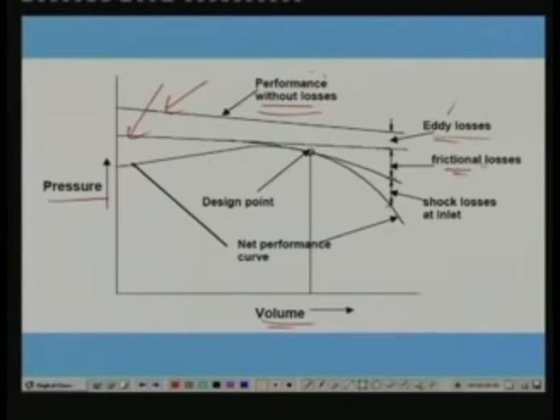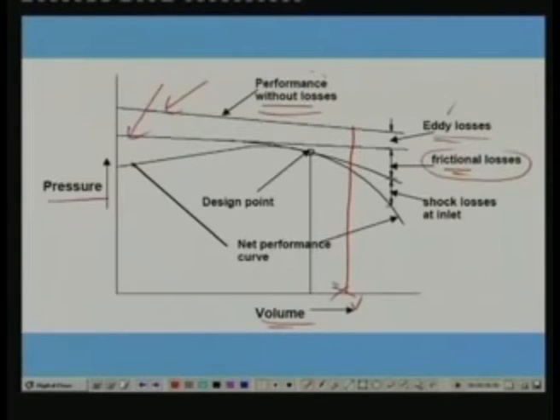So this is the curve which includes the eddy losses. The next loss to be considered is the frictional loss. Frictional losses do not vary linearly, but they vary as a power of volume or as a power of velocity. So you can see that as the volumetric flow rate is increasing, the frictional pressure losses are increasing. So when you include eddy loss as well as frictional loss, you find that the head developed or the pressure gets reduced further.